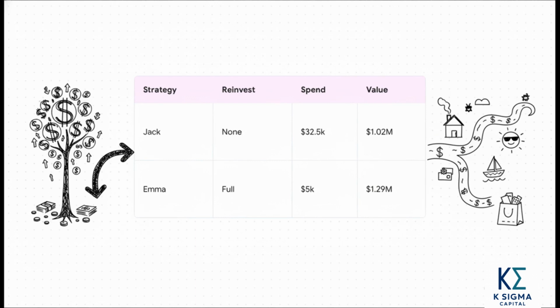Let's compare 2 different personas from the research. First, we have Emma. She uses a growth accumulator strategy, meaning she reinvests all her dividends and interest. By year 35, she's built this massive $1.29 million portfolio.